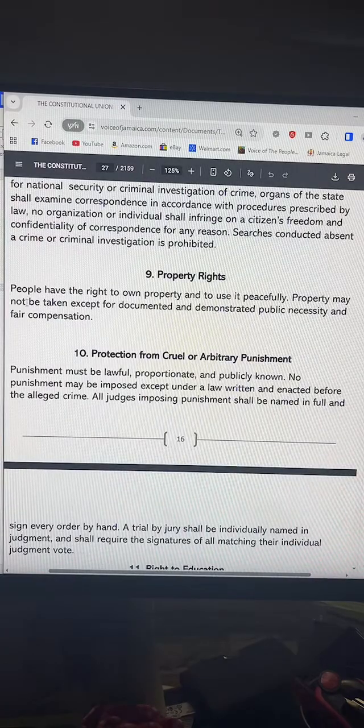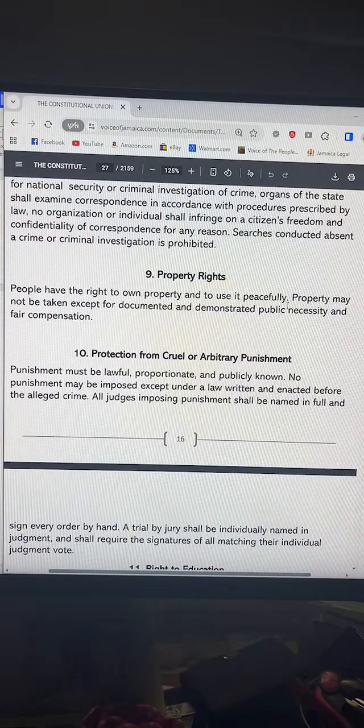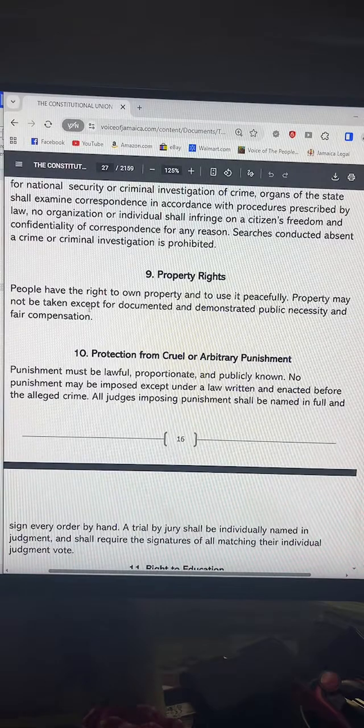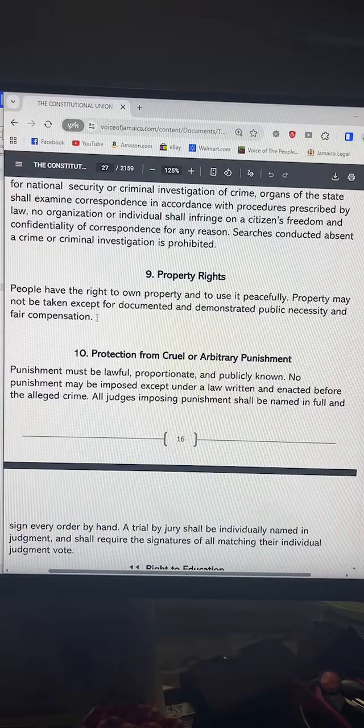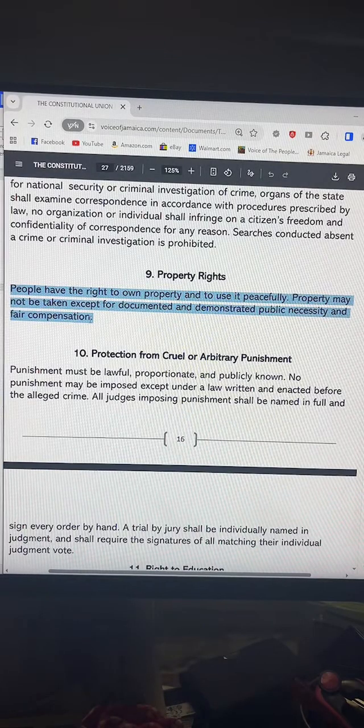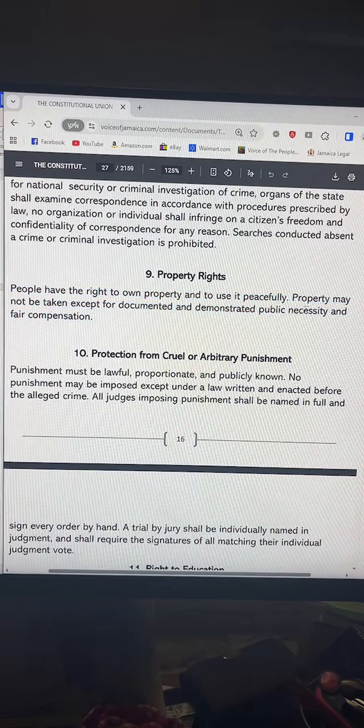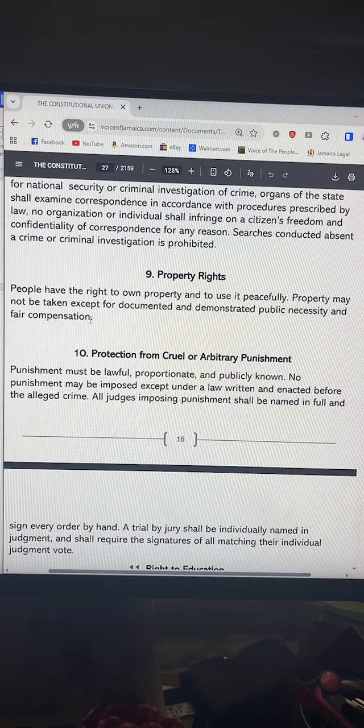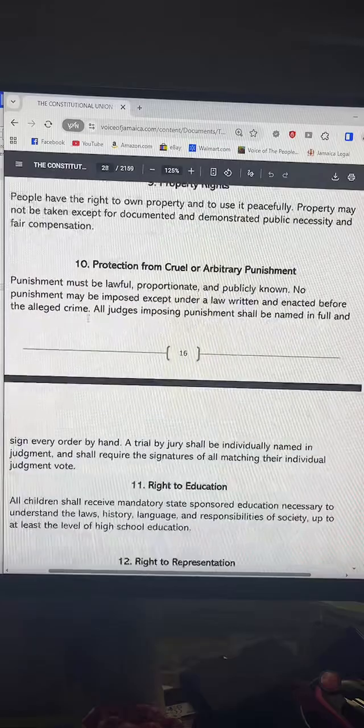Property rights. People have the right to own property and use it peacefully. Property may not be taken except for documented and demonstrated public necessity and fair compensation. So, if for whatever reason the government decides that a certain piece of land is needed for some public reason, then it has to be demonstrated, documented, and also fair compensation has to be given for that land if the individual must move.